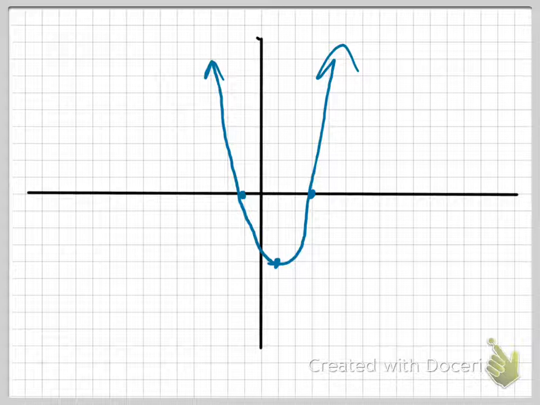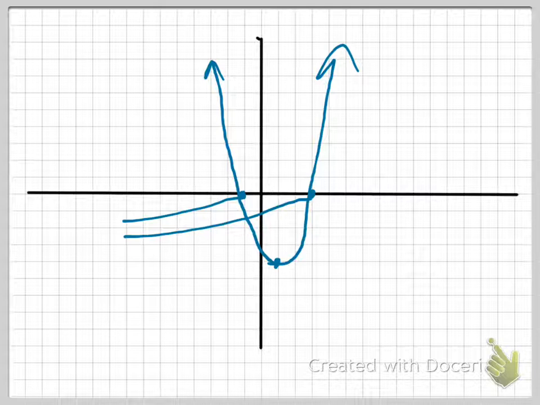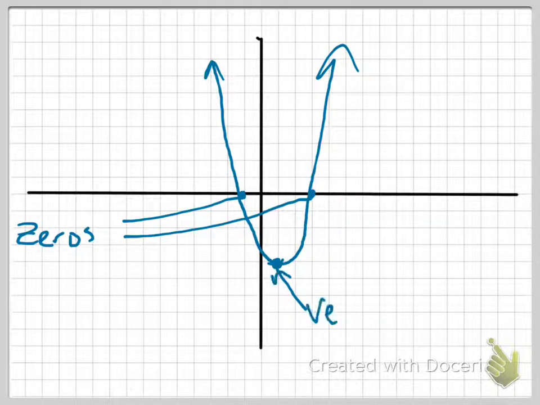Alright, so what are the zeros? The zeros are your x-intercepts, where they cross the x-axis. You either have 2 zeros, 1 zero, or no zeros. That's all you can get for a quadratic equation, so keep that in mind. You either have 2, 1, or none. In this case, you can see we have 2 zeros. Those are where they cross the x-axis. And we have our one vertex. There's the vertex right there in the middle. Again, that's our middle point.